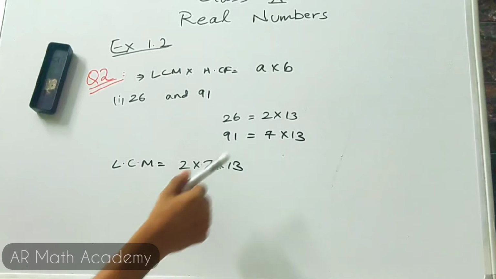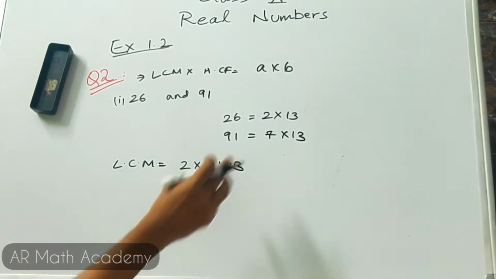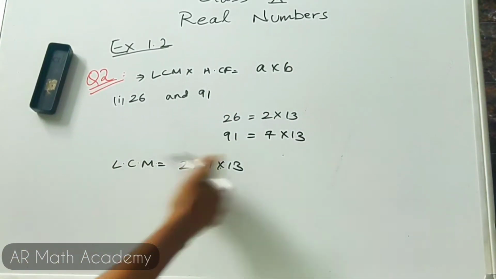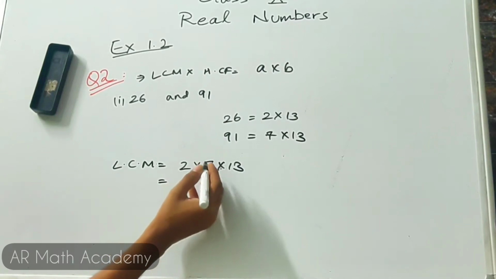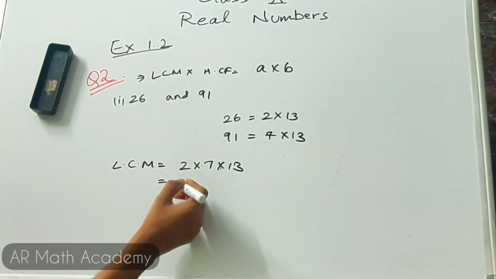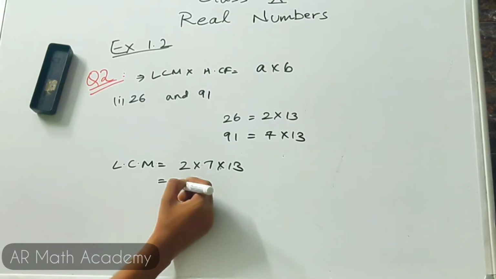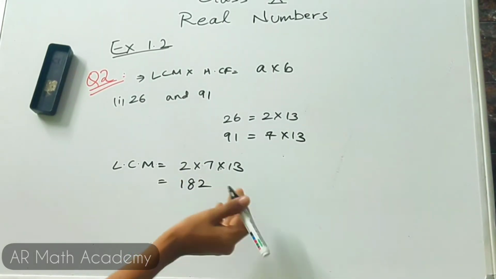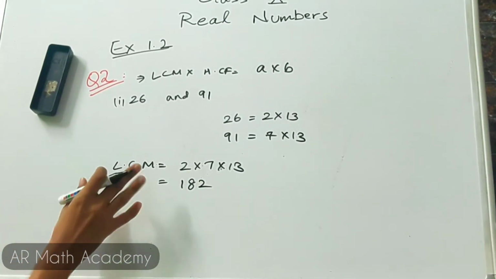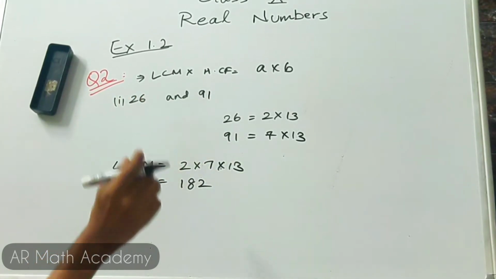All the common bases, you have 2 over here, you have 7 and 13, right? All the unique bases you are taking over here and take the product of all these. So 2 times 7 times 2 is 14, 14 times 13, that will give you 182. You take the product and see, it gives us 182. So therefore the LCM of these two numbers 26 and 91 is 182.